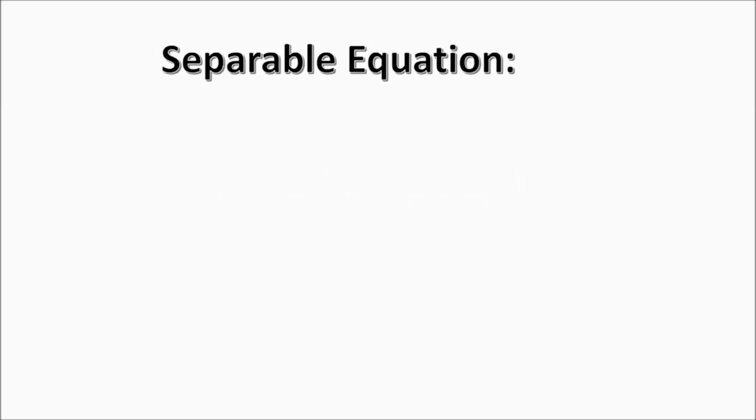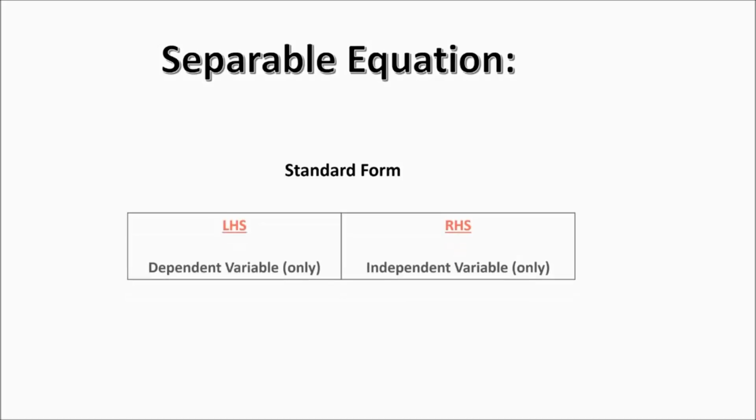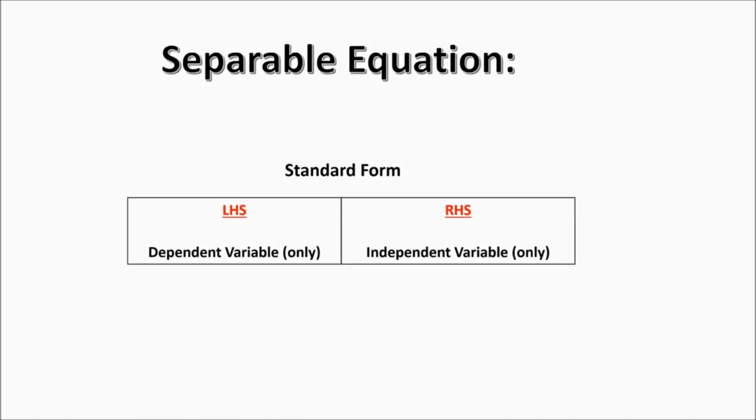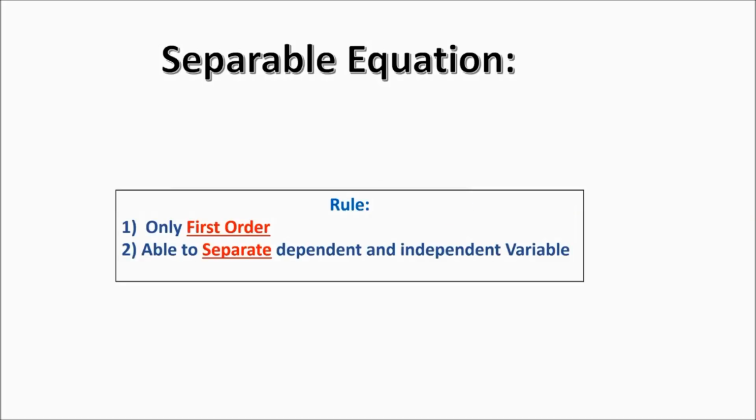Now that we have learned how to use separable equations and how to identify them, we can go ahead and solve new questions. Before we begin, let us recap on the rules. The first rule is we can only use first order. The second rule is we have to separate the dependent and independent variable. Let's take a look at example A.